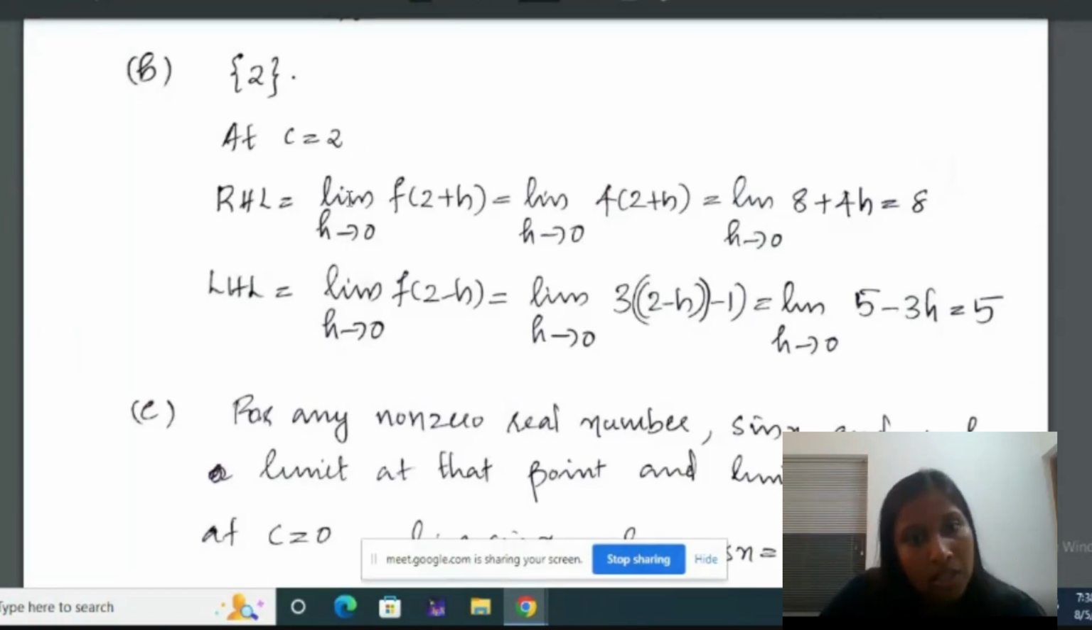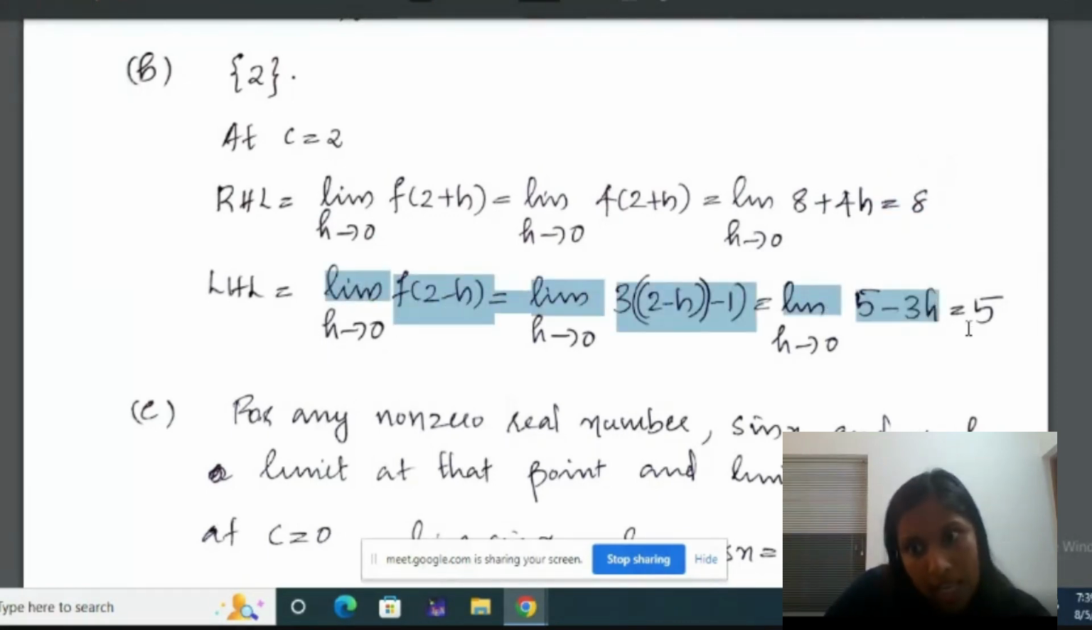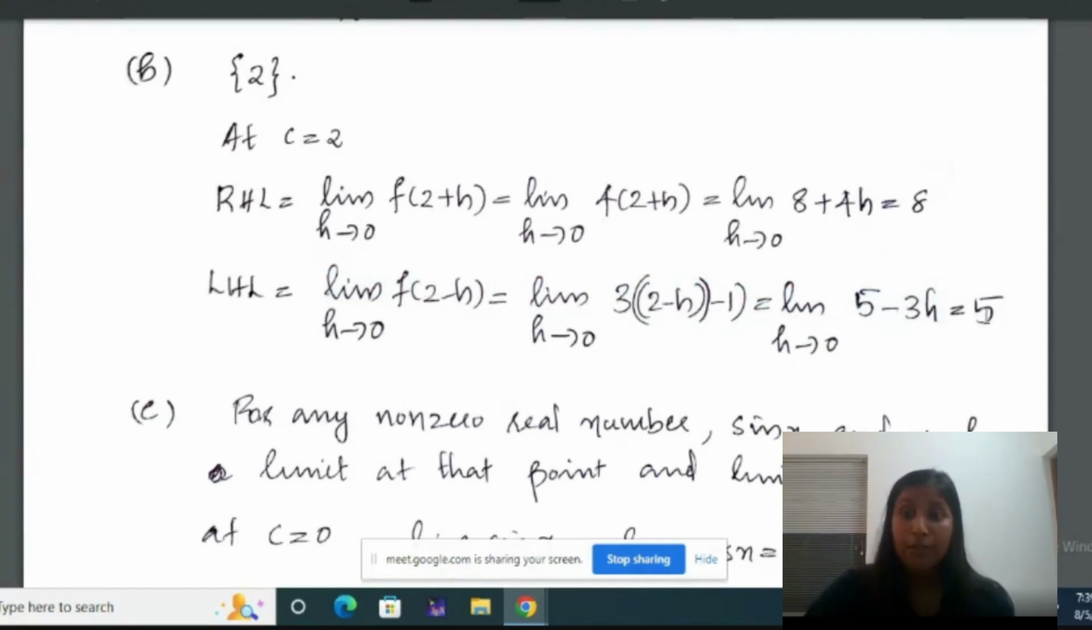Its right-hand limit, f of 2 plus h, limit h tends to 0, 4 into 2 plus h, will be 8. And the left-hand limit, if we verify it in a similar way, will be 5. So the limit does not exist since RHL and LHL are not equal. So 2 is the answer.